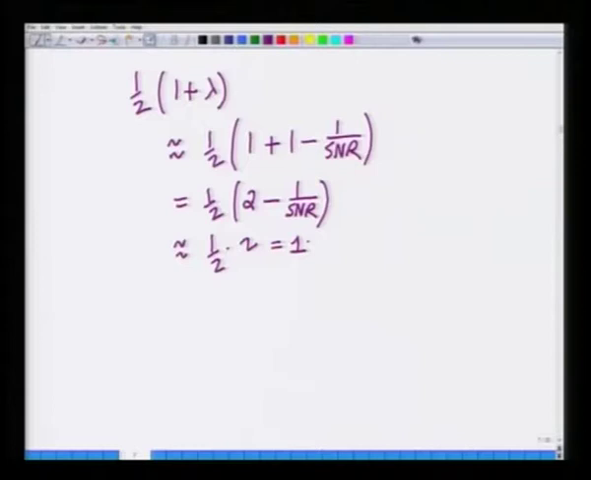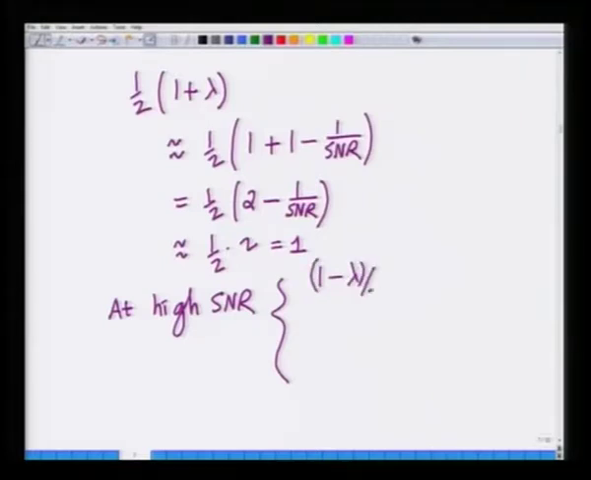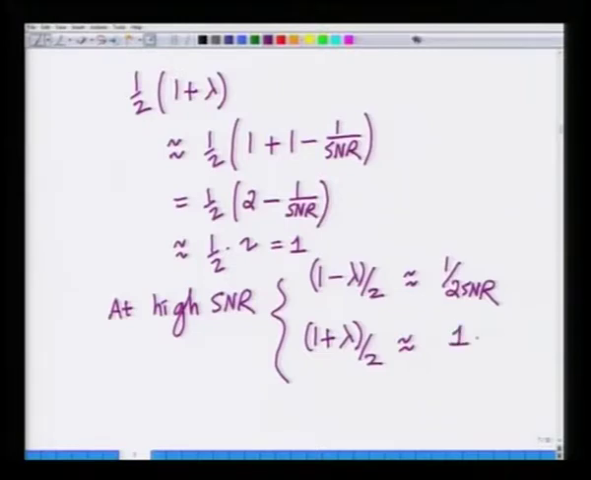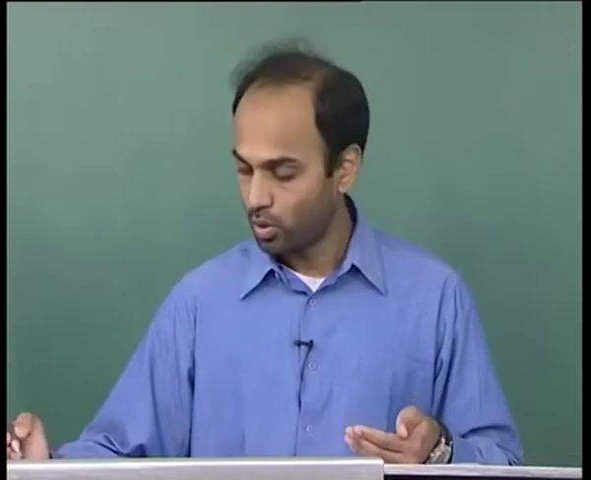So, we said at high SNR, 1 minus lambda over 2 is approximately equal to 1 over 2 SNR, and 1 plus lambda over 2 is approximately equal to 1.